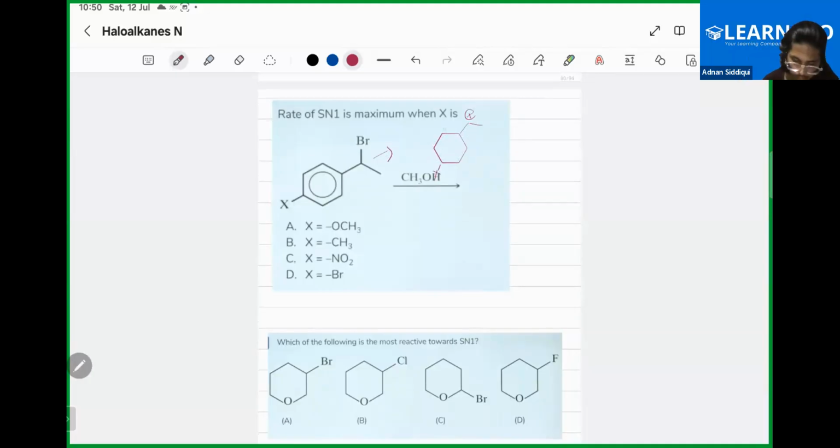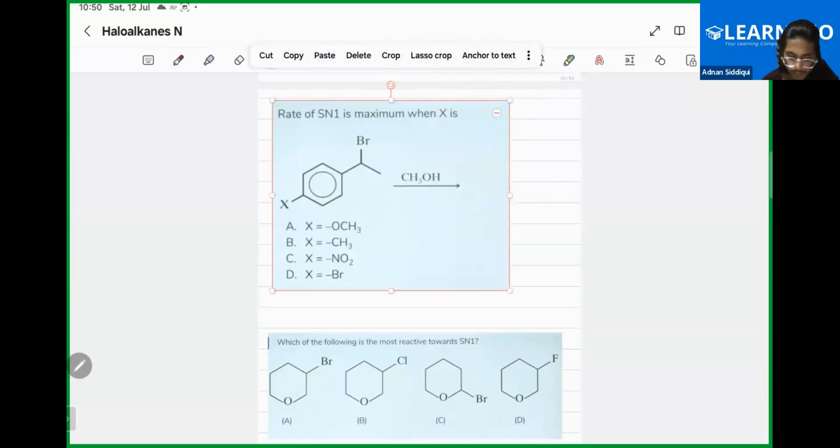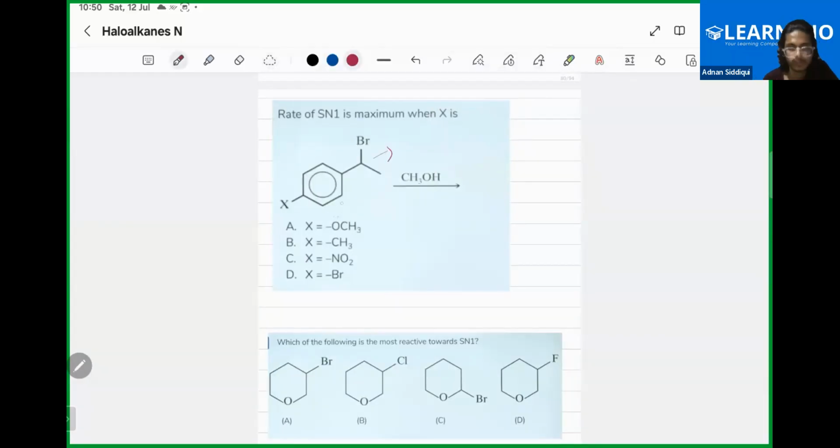Because it will make it more stable. How? Because it is an electron donating group, right? Yes, sir, it will donate the electrons and make it more stable. The positive charge will be stabilized even more. Good. Your answer is A.